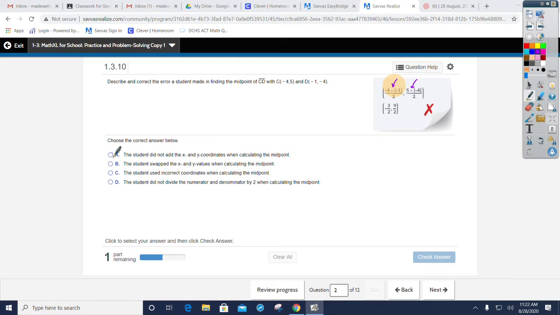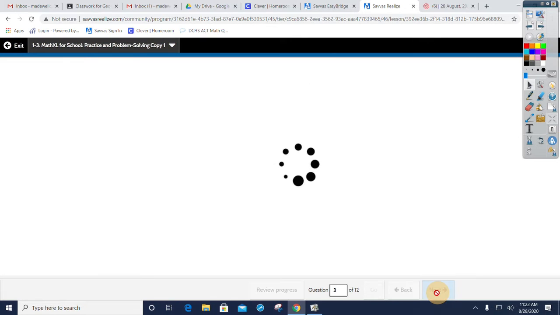Yeah, part A would be the answer because the student did not add, they subtracted. So that was the mistake. Okay, that was pretty easy.